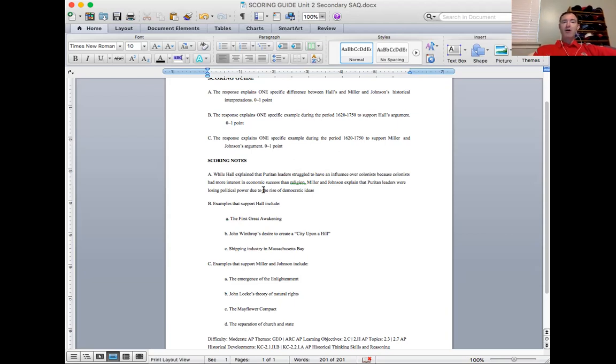Guys, take a look. It says, while Hall explained the Puritan leaders struggled to have an influence over colonists because colonists had more interest in economic success than religion. So that's the core argument. Miller and Johnson explained the Puritan leaders were losing political power due to the rise of democratic ideas. Now, a lot of you might be wondering, why is that important? Because remember, the entire question allows you to look at that broad spectrum from 1620 to 1750.